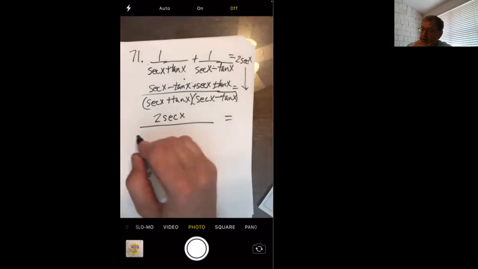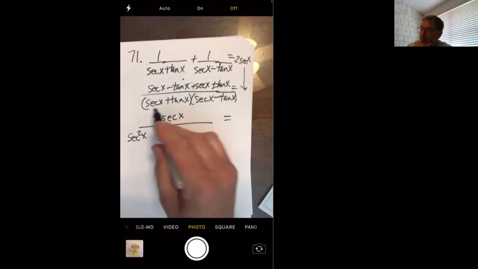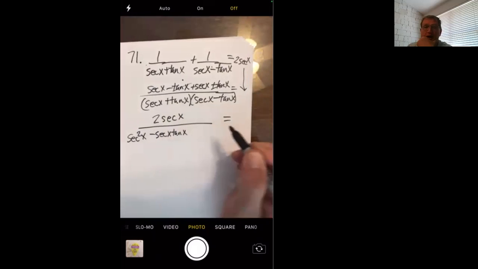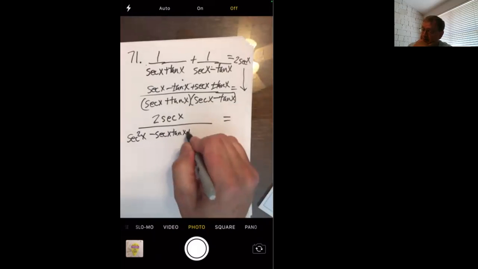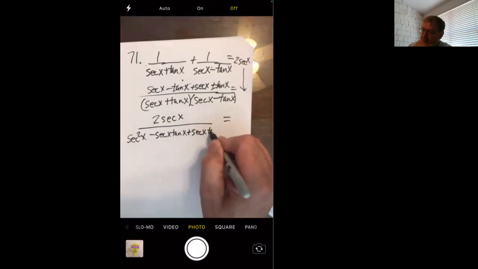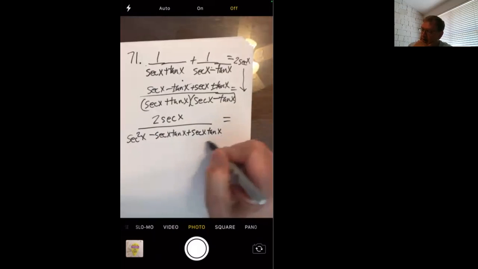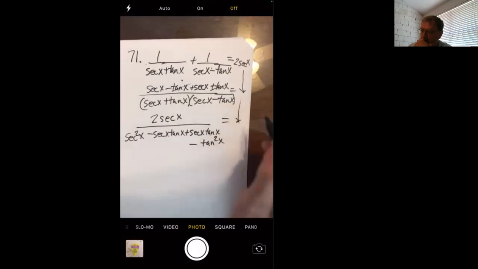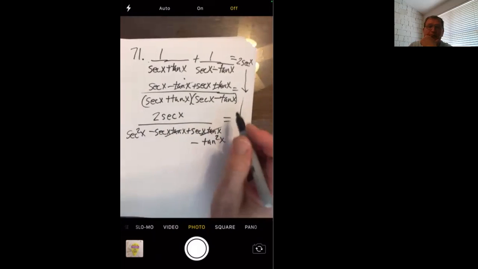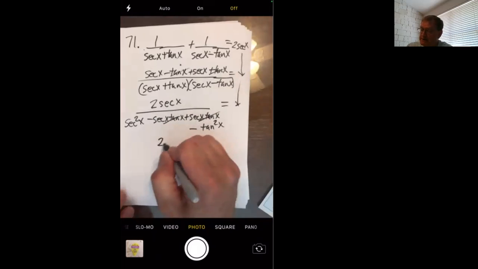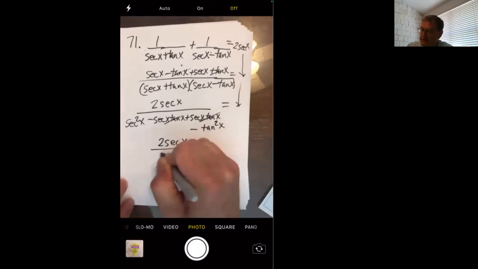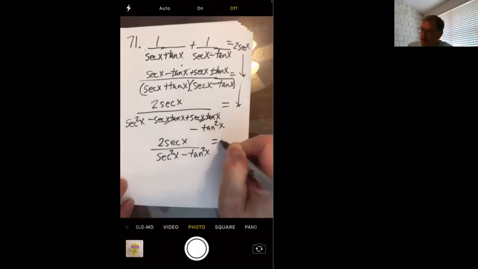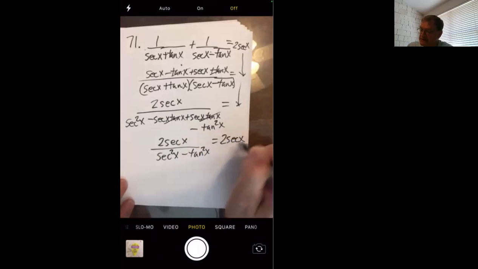Let's FOIL out: secant squared minus secant tangent, add secant tangent, and subtract tangent squared. Middle terms cancel. Twice secant squared minus tangent squared. Twice secant, and it would if this is equal to 1.